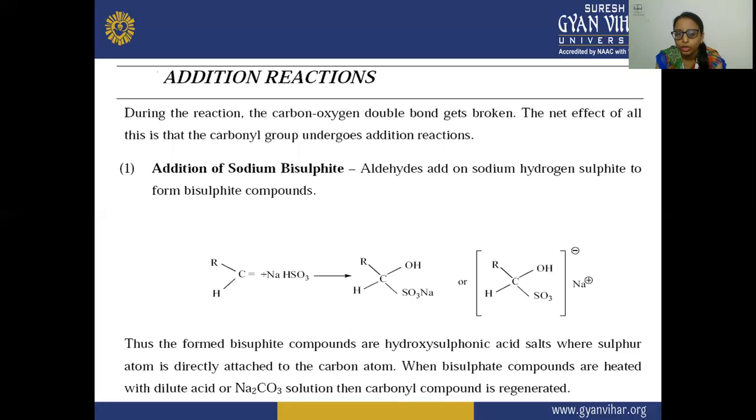When this pi bond gets broken, then this species will get added to this carbon compound. Here the first reaction is the addition of sodium bisulfite. In this, the aldehyde adds on sodium hydrogen sulfite to form a bisulfite compound. When there is an addition of the sodium hydrogen sulfite on this carbonyl compound, or you can say this aldehyde, then there is a formation of a bisulfite compound.